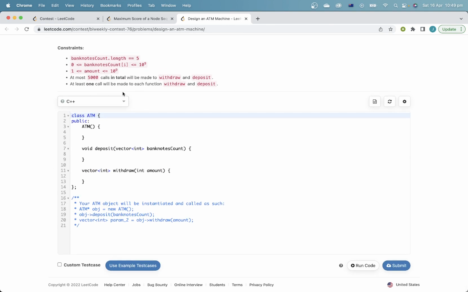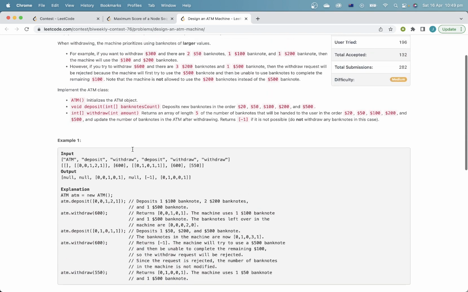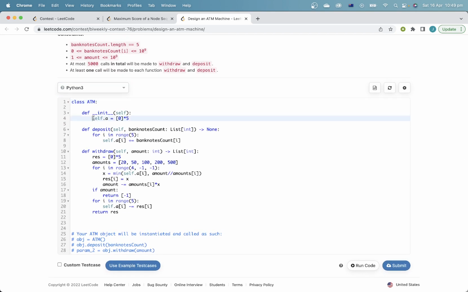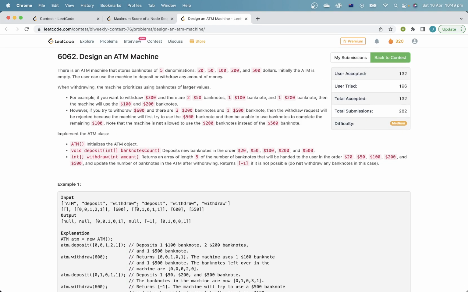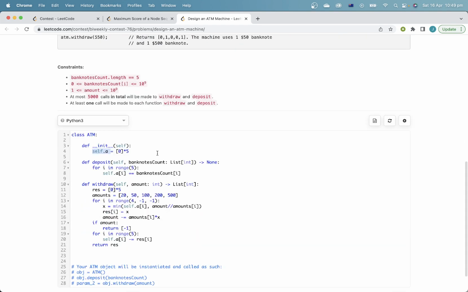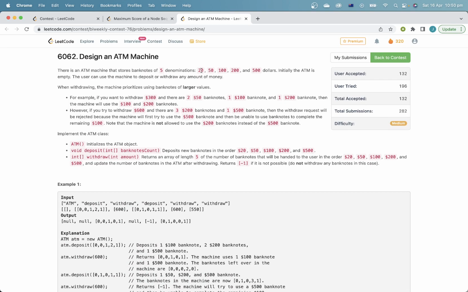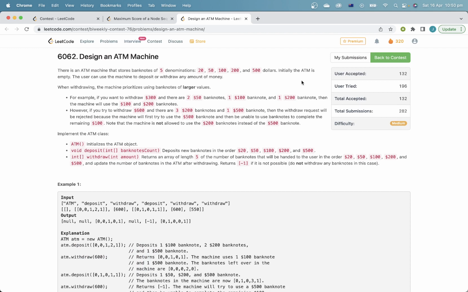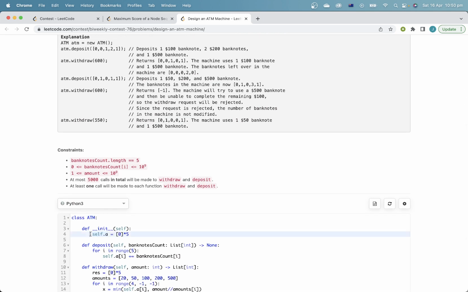Okay, this question, there's nothing to it. You literally just simulate what it is. So I have an array self.a, which is exactly how they've done theirs. The first element in this array will be the number of $20 notes I have. The next element will be the number of $50 notes, and so on. So I'll have 5 of these values.